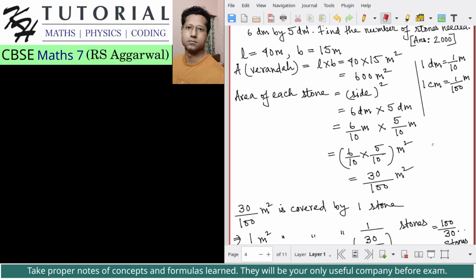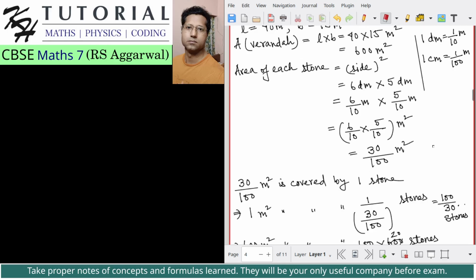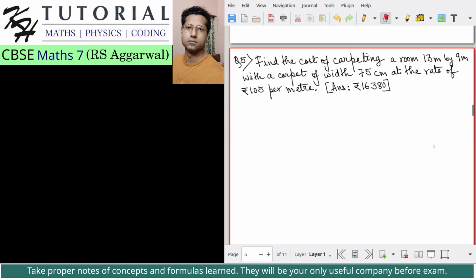At least you must be able to convert from one of these units, considering the units of a meter, a centimeter, and kilometer, to another for perimeter and area. Okay, let's see the next problem.